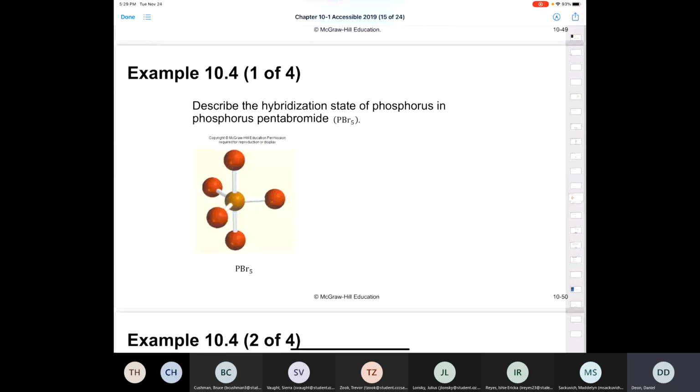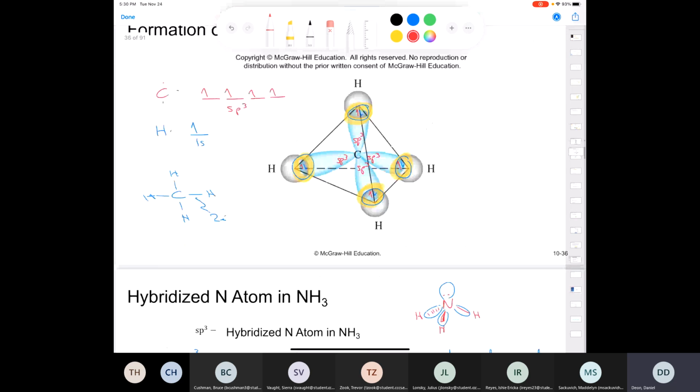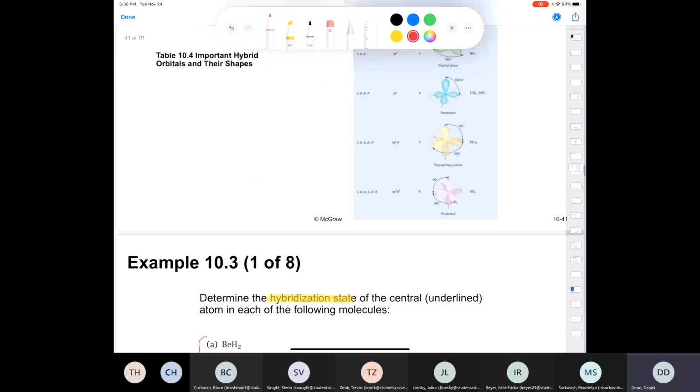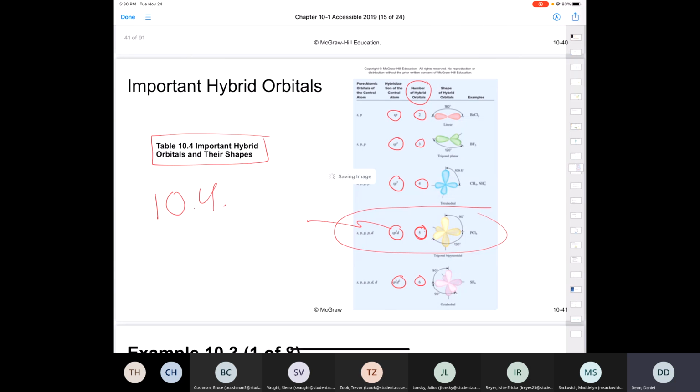It says, describe the hybridization state of the phosphorus in phosphorus pentabromide. You can see that the phosphorus is surrounded by 5 atoms and 0 lone pairs. If I go to table 10.4, where are we? We back up. Where was table 10.4? There we go. There's table 10.4. You can see that when the central atom is surrounded by 5 atoms or 5 groups, 5 regions of electron density, it is sp3d hybridized. Let me show you how that works.